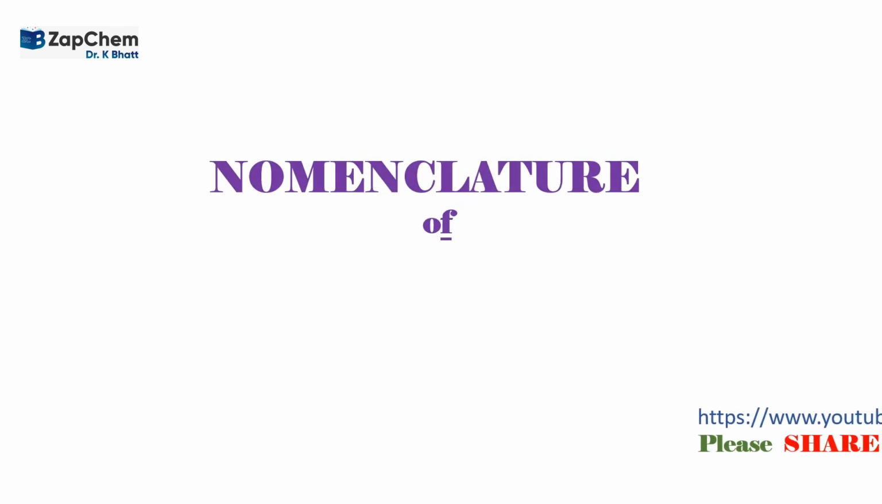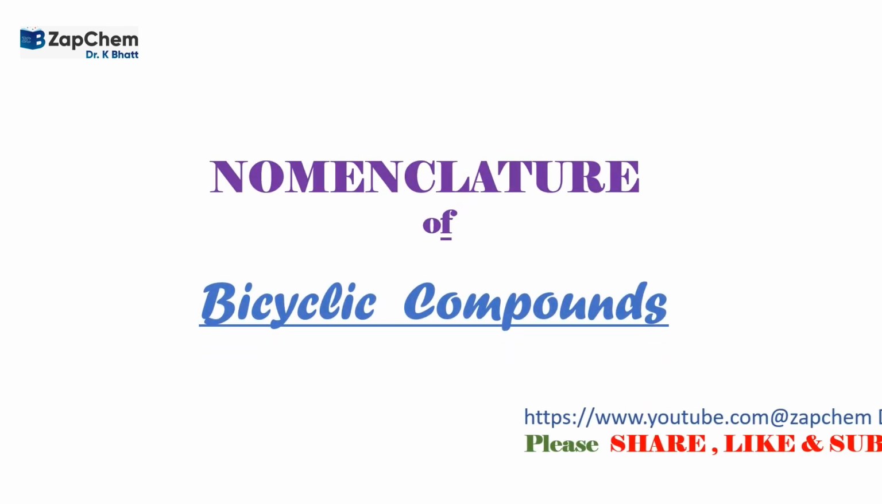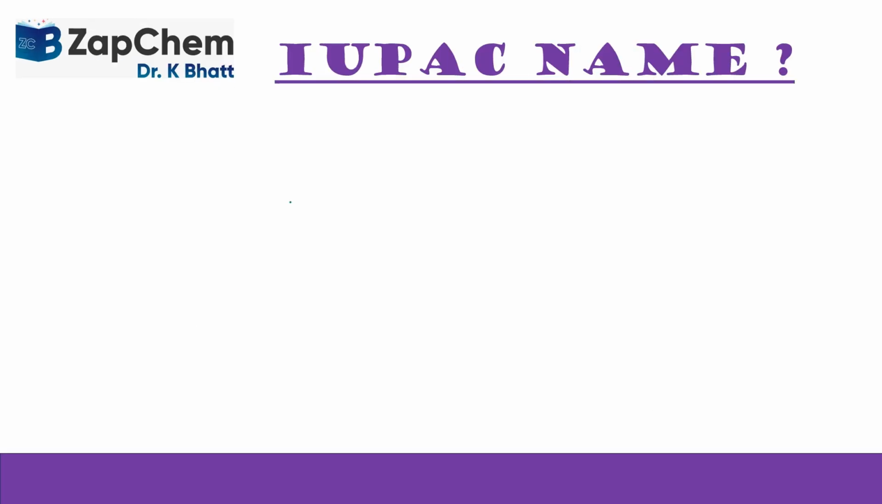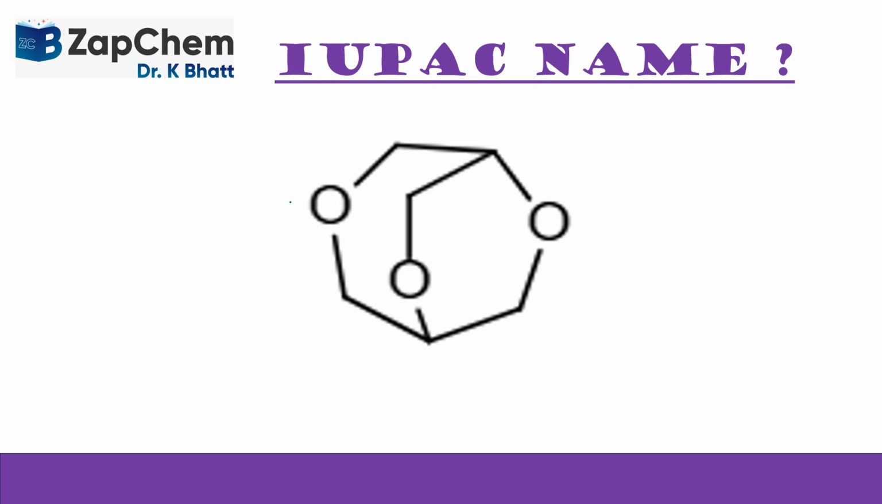Let us take up nomenclature of a bicyclic compound. IUPAC name has to be determined. The structure is as shown here, and it contains 3 oxygen atoms linked to different carbon atoms in the cyclic chain. And as we find, there are 2 common carbon atoms in the bicyclic compound, as it should be.